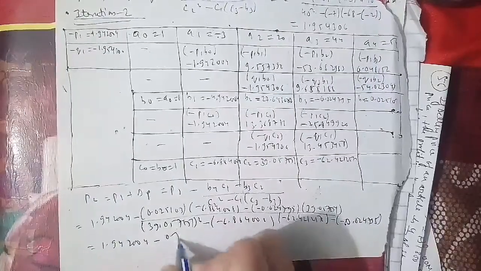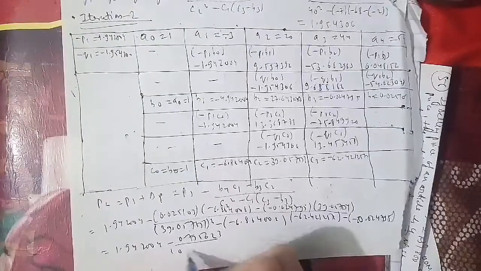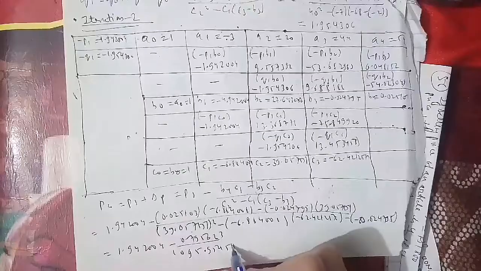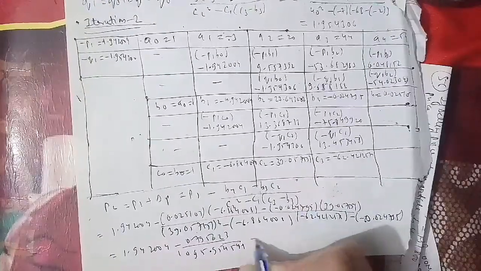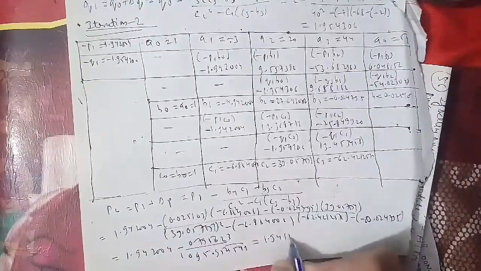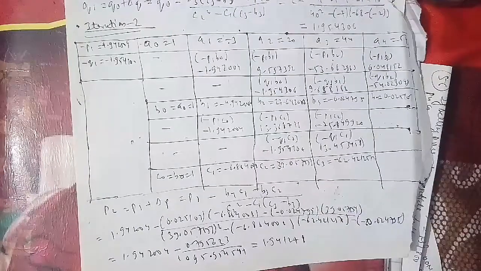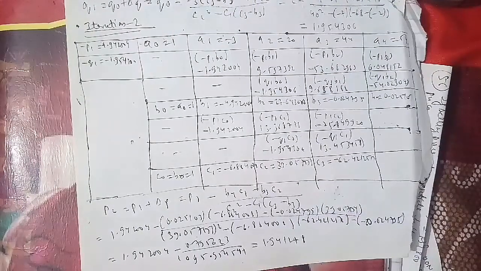For that it will be 1.942004 minus 0.795623 whole upon 1095.954547, which equals 1.941278. Further, we are finding out Q2 that we have to discuss here, and we'll go ahead for the same.